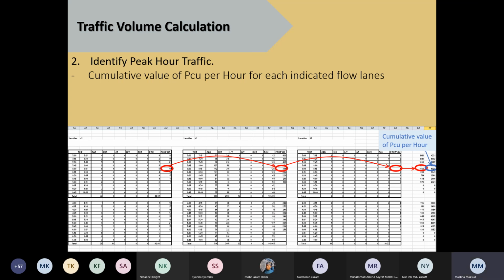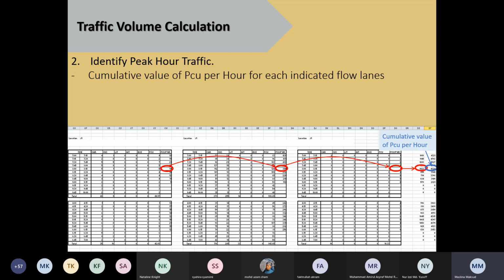So after that we can calculate the PCU per hour for each indicated flow. For example, this is the example that we have done for each indicated flow. This one I chose for junction 1. This is the example for one junction only.